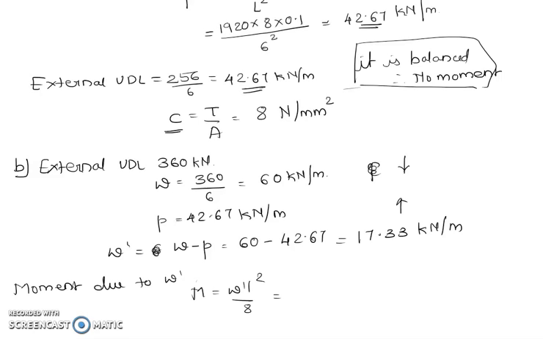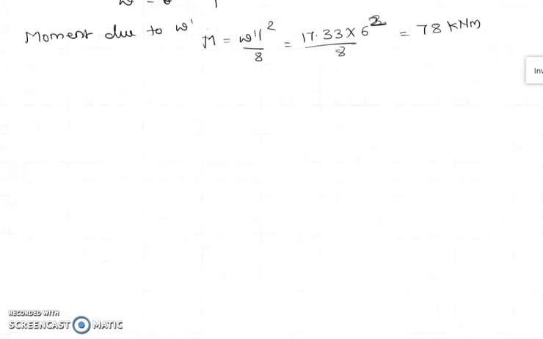will be M equals W dash L square by 8. It will be at midspan. It's a UDL acting throughout the length, so it is WL square by 8. So instead of W, it is going to be W dash, 17.33 times 6 square divided by 8, which is equal to 78 kilonewton meter. So we have got the moment. Now we can find out the stresses.